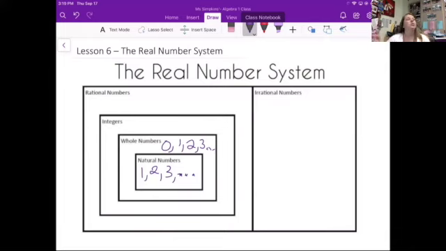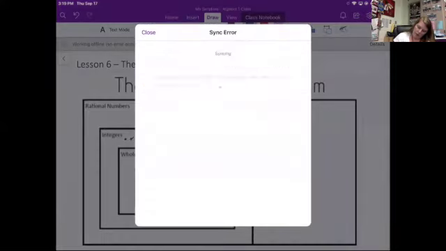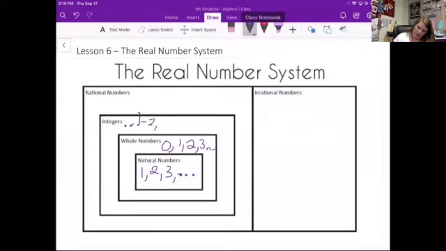Okay, and then integers we kind of already talked about. So integers includes not just 0, 1, 2, and 3, but the opposite direction, -1, -2, -3, and so on. So I'm going to do my little ellipses. And then I want to include -2, -1, 0, 1, 2, and then my little ellipses that go in the opposite direction.